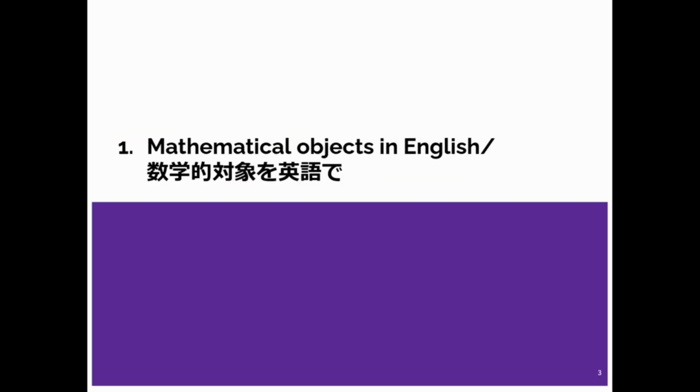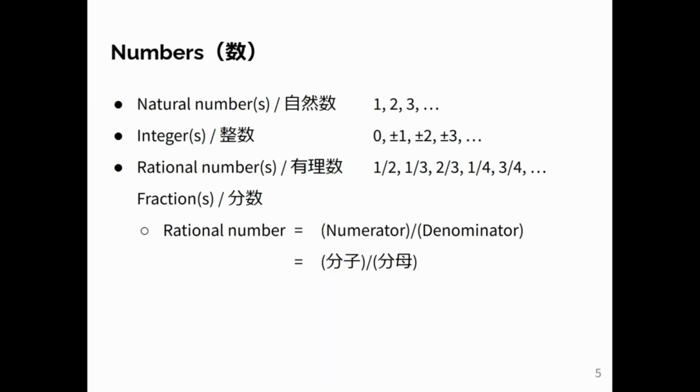Now, we are going to the first part, that's saying some mathematical objects in English. And the first one is the numbers. Maybe many of you know some numbers very well, but you may not know a part of them. So let's review how we can say numbers in English.